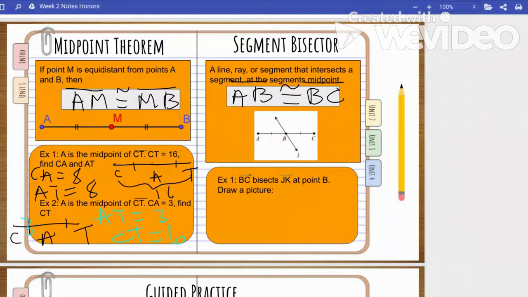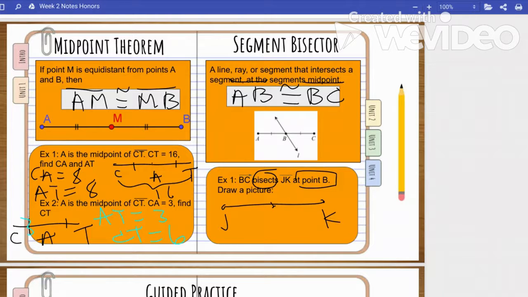Let's draw a picture. Ray BC bisects line segment JK at point B. So we have a bisector, which automatically means we have a midpoint. Our midpoint is going to be B. So I'm going to draw line segment JK.